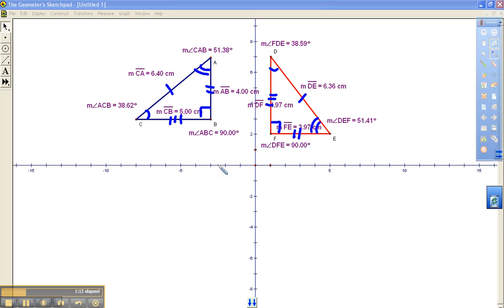Now when we want to label them, we know that angle C is congruent to angle D. We have angle A is congruent to angle E. Angle B is also congruent to angle F. We have segment CA congruent to segment DE.